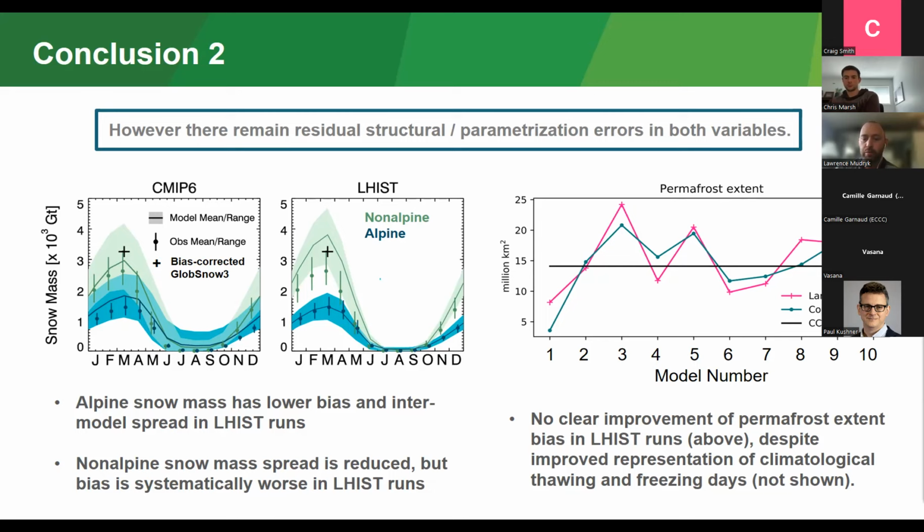However, while there is reduced spread of non-alpine snow in the LANTIS ensemble relative to the coupled simulations, the ensemble mean is systematically worse. So you can see that the ensemble mean has increased relative to the coupled simulations. In particular, if you focus on March, there are snow mass estimates from GlobeSnow 3 shown by the plus signs, based on GlobeSnow measurements bias corrected with a suite of snow courses across the Northern Hemisphere. And so that also is systematically worse, the LANTIS runs with respect to that.